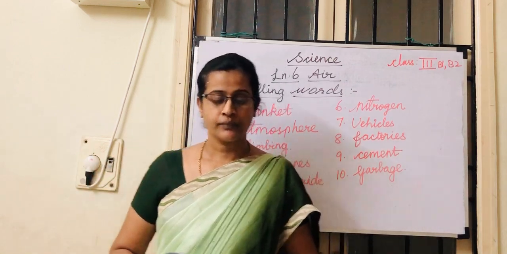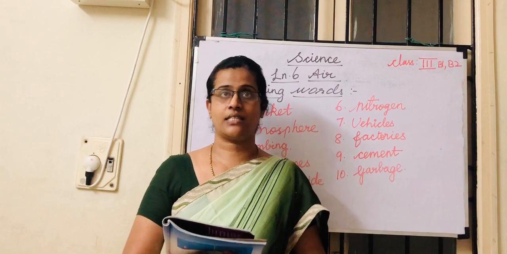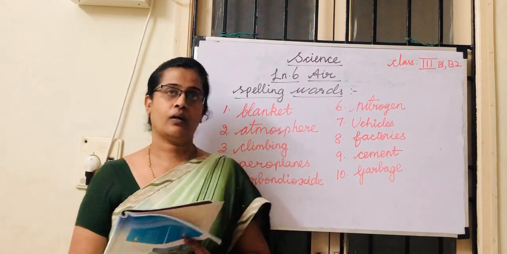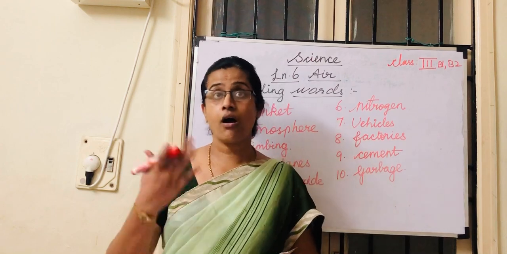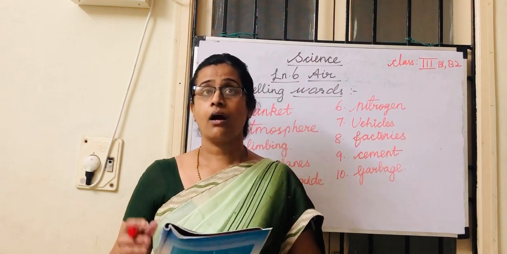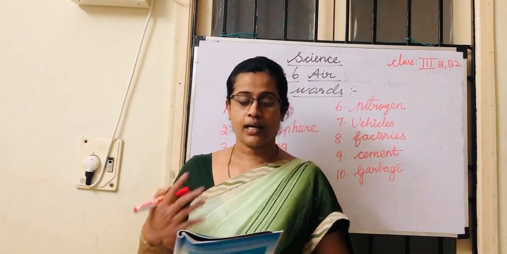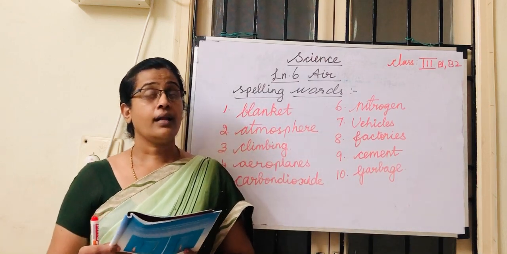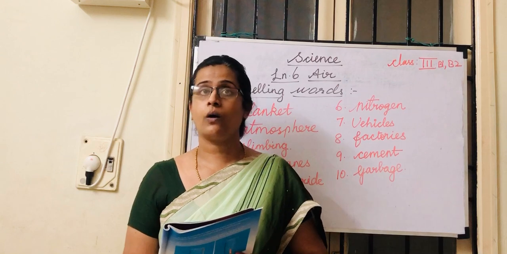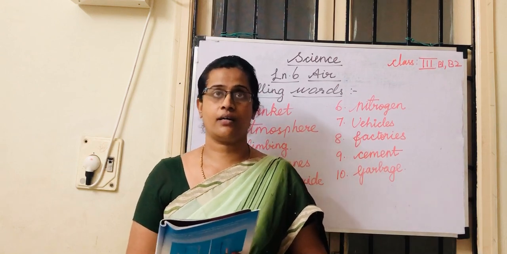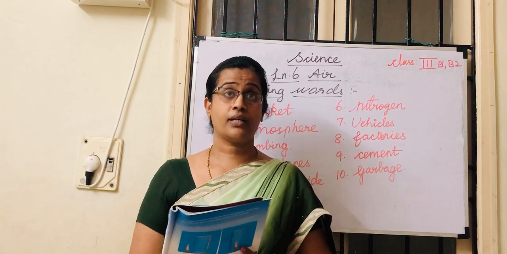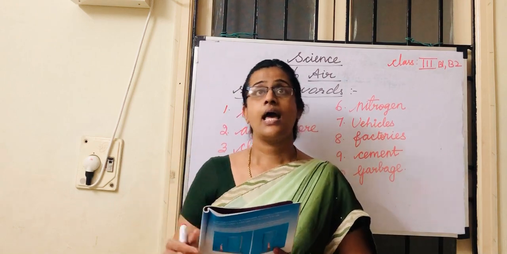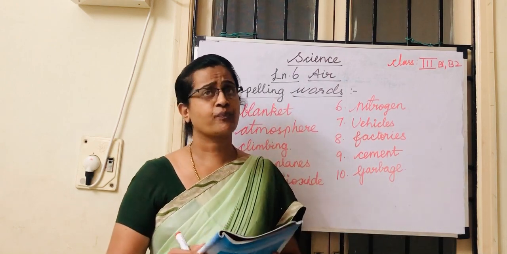Now moving on into the lesson. What's the title of the lesson? Air. Air is all around us. The whole earth is covered by a blanket of air called atmosphere. What's it called? It's called atmosphere. The blanket of air surrounding the earth is called atmosphere.